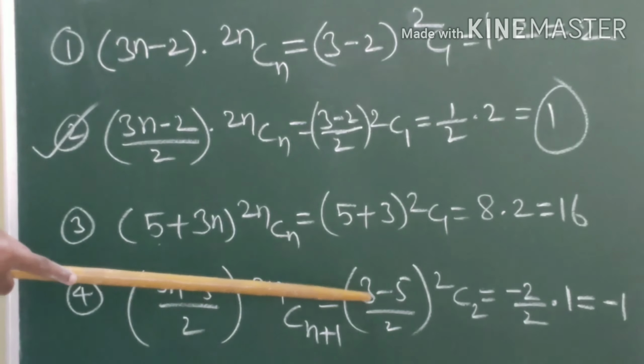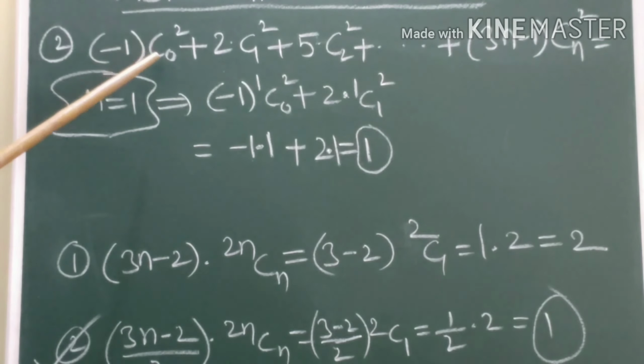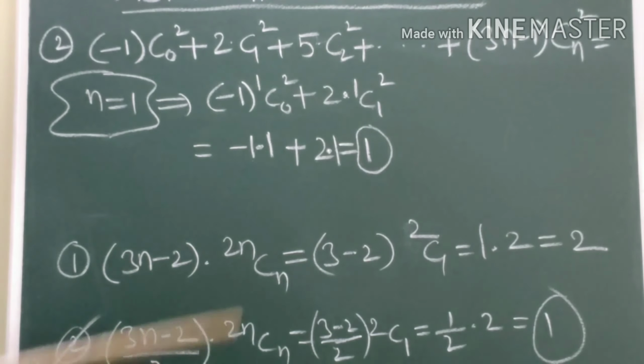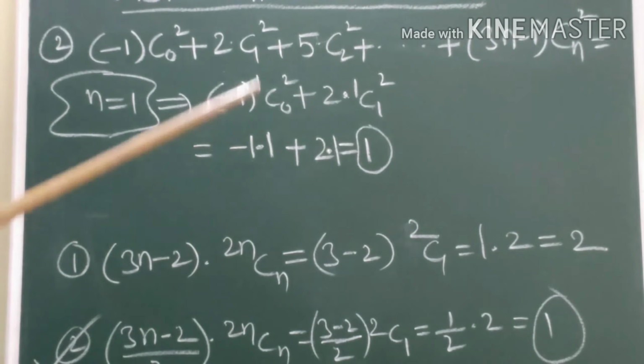Here the 4 answers are 2, 1, 16, minus 1. Comparing with the given answer, which is 1, it matches the second option, so we get the correct answer. So the correct answer is the second option. In this way, by taking n value as 1, this is the shortcut: we compare the 4 options with the given problem, and we get the correct answer within 30 seconds of time.